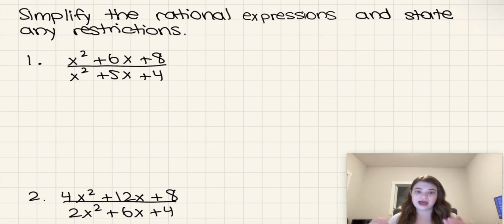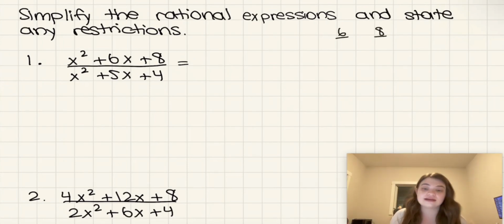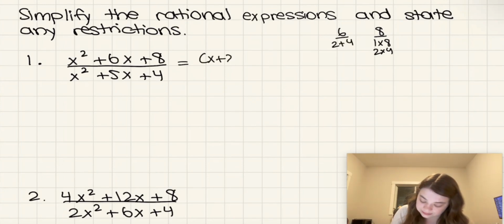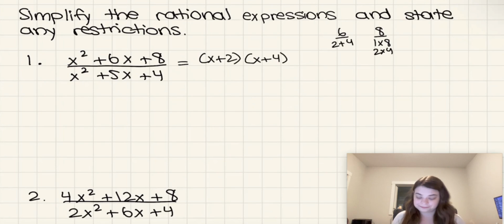Okay, so let's start with reviewing how do we factor a quadratic? Well, we factor a quadratic by finding two numbers that both add up to the b value of the quadratic and multiply to the c value of the quadratic. So in this case, I need two numbers that multiply to 8 and add to 6. So what multiplies to 8? Well, 1 times 8 and 2 times 4. Now, do either of those sets of numbers also add to 6? Well, 1 plus 8 would not be 6, but 2 plus 4 is 6. So therefore, 2 and 4 are our numbers. So x plus 2 times x plus 4 is what we're going to replace the numerator with.